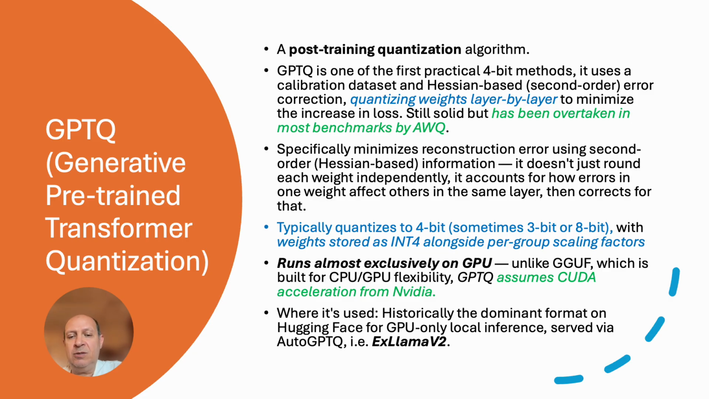GPTQ runs almost exclusively on GPU, unlike GGUF, which can run on the CPU or GPU with flexibility. GPTQ assumes CUDA acceleration from NVIDIA. Where is GPTQ used? Historically, it has been the dominant format on Hugging Face for GPU-only local inference, and is served via Auto GPTQ and is also called ExLlama version 2.